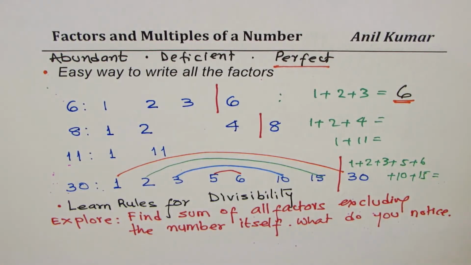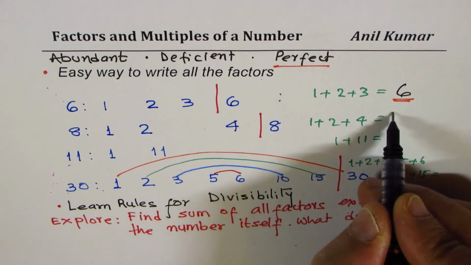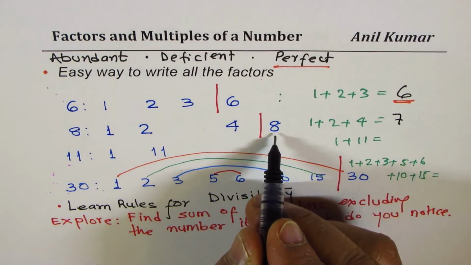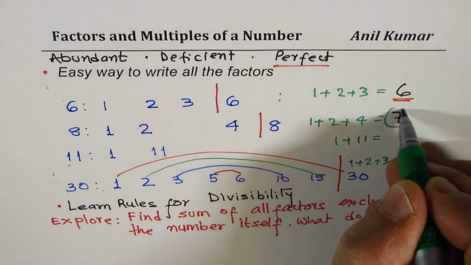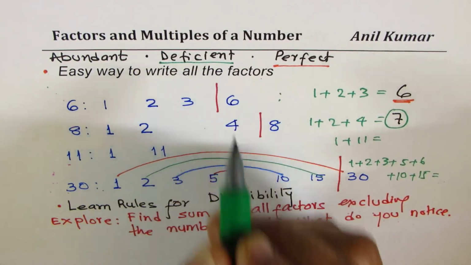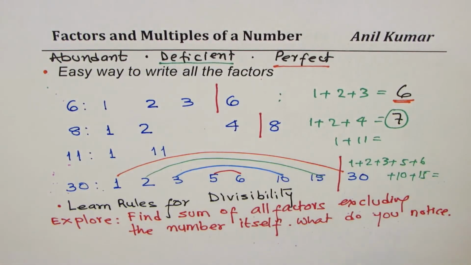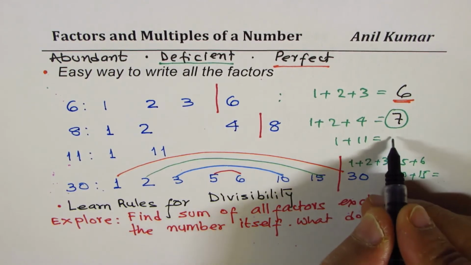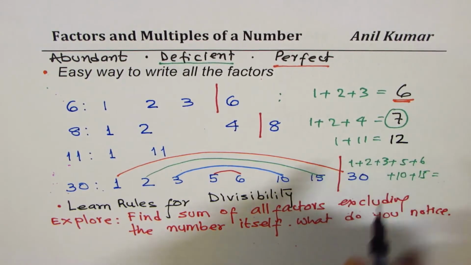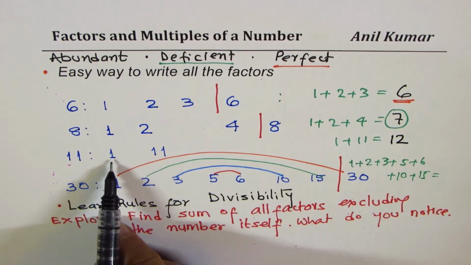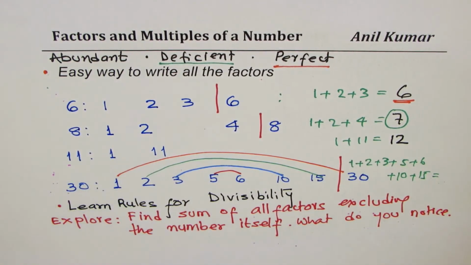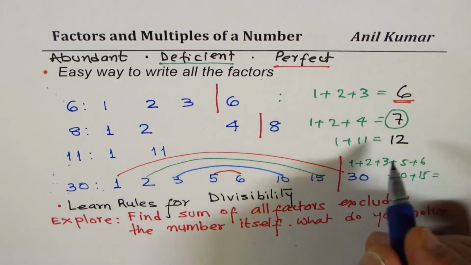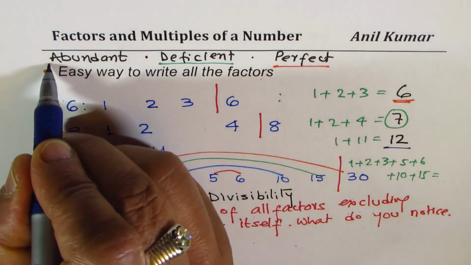The second one here is 3 plus 4, which is 7, which is less than 8, right? So it will be called deficient. So it is slightly less, right? And 11 plus 1 is 12. So what you notice here is that what you get is higher than the number, right? So you could call this abundant.